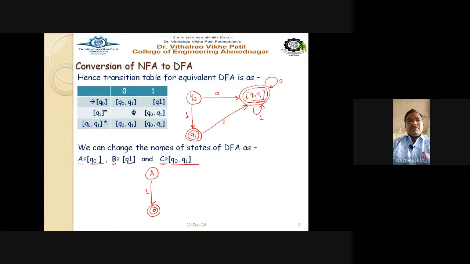So the final DFA I can draw like this. So it becomes comfortable to draw and easier to understand as compared to this one, right? So this is our final answer of DFA, that is capital A goes to capital B, capital A on 0 goes to capital C. Getting this point? Okay, so let us go to the next example.